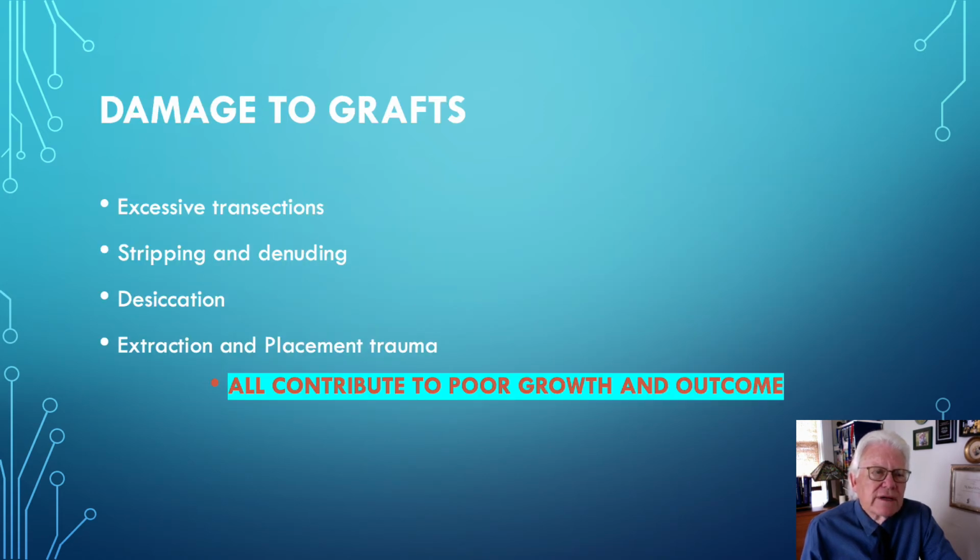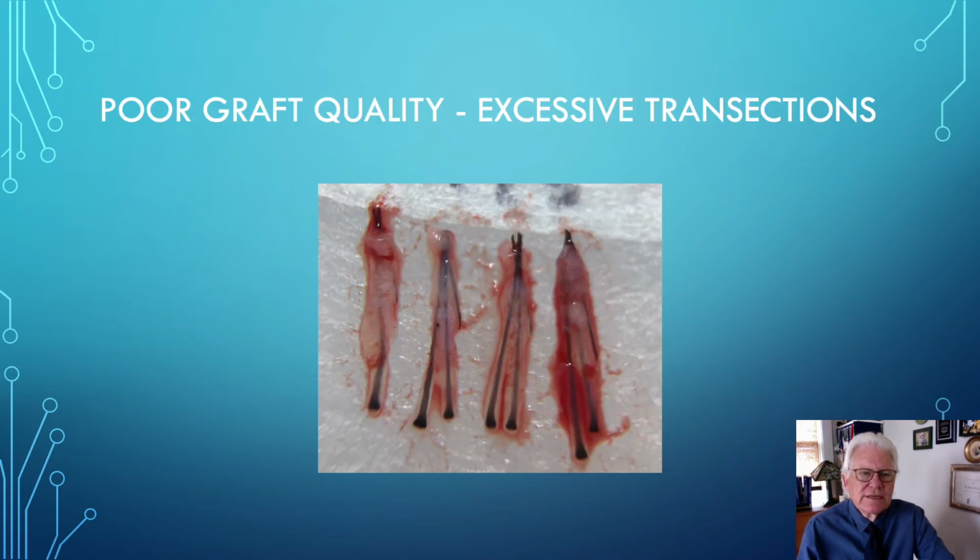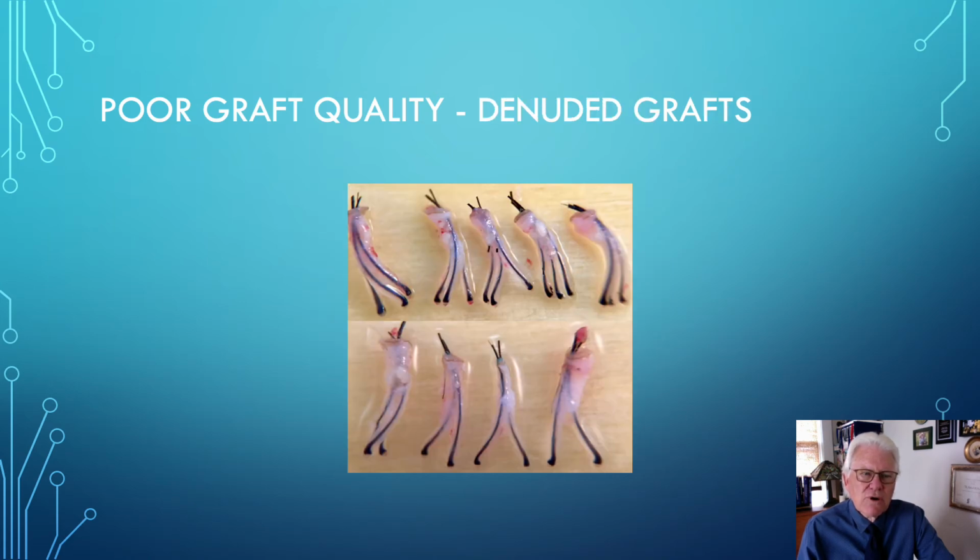Damage to graft can include excessive transections, stripping and denuding of the grafts, desiccation of the grafts, and extraction and placement trauma. All of these can contribute to poor growth and surgical outcomes. These are poor quality grafts. Every one of the grafts has 1 or 2 transections in it. These are poor quality simply because the grafts are totally denuded at the base.